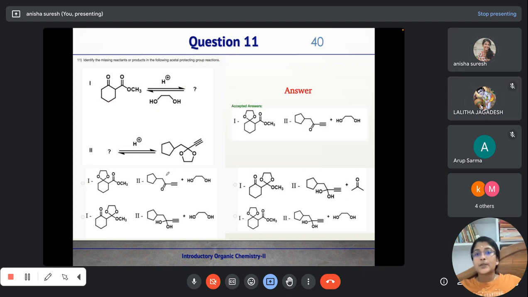Okay, so the right answer is option 1. Here, because the reactivity of ketone is more than that of the ester, glycol will be protecting the ketone. And here they have shown the acetal that is formed. So it has resulted from the reaction of a ketone and ethylene glycol. So option 1 is the right option.